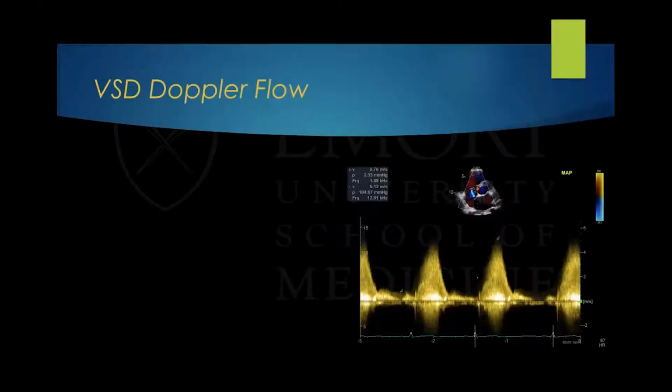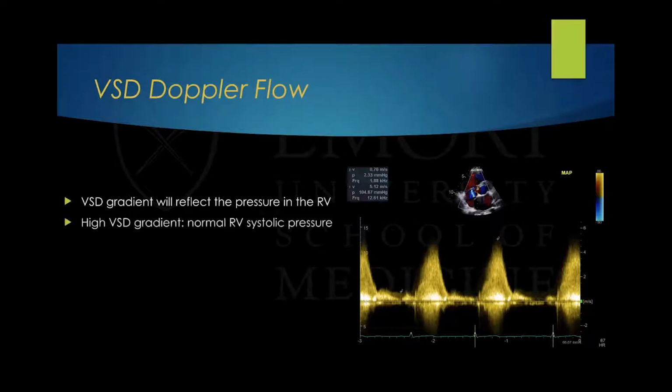So with the VSD Doppler, we can estimate the right ventricular pressure, because the gradients will reflect the pressure on the right ventricle. If it's a high gradient VSD, that will suggest that the ventricular pressure on the right is normal. But if it's a low gradient VSD, then presumably there's an increase of right ventricular pressure due to probably pulmonary hypertension.